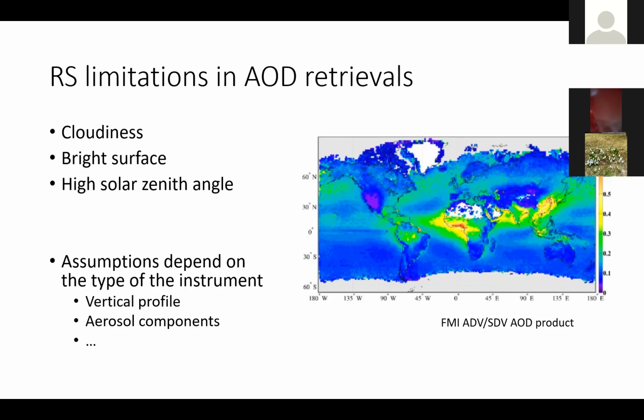We also make quite many assumptions regarding aerosols. We assume the vertical profile, because what satellites and radiometers can see is the total column, but not the vertical distribution. We also assume aerosol components. But even with those assumptions and even with those limitations, we developed the product which is quite widely used by modelers, and which is used, for instance, for evaluation of radiative forcing or evaluation of aerosol products from models.